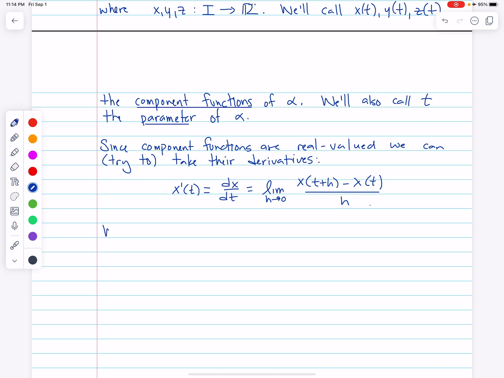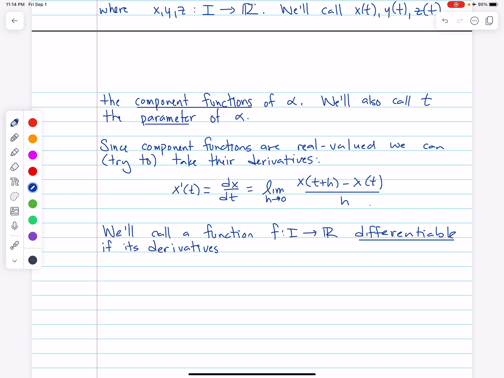Now, one important distinction with how the book talks about this and how we'll talk about this in this course. We'll call a real valued function f differentiable if its derivatives of all orders exist and are continuous.